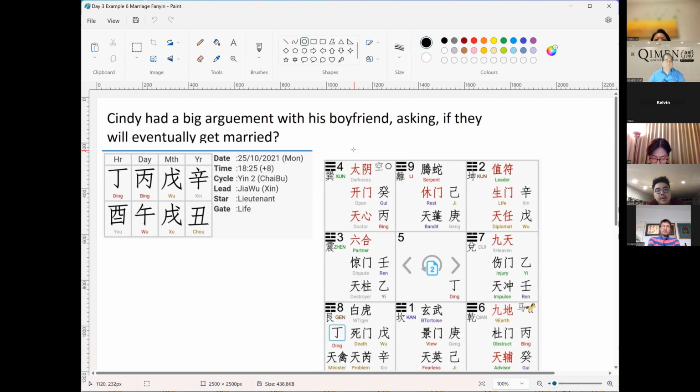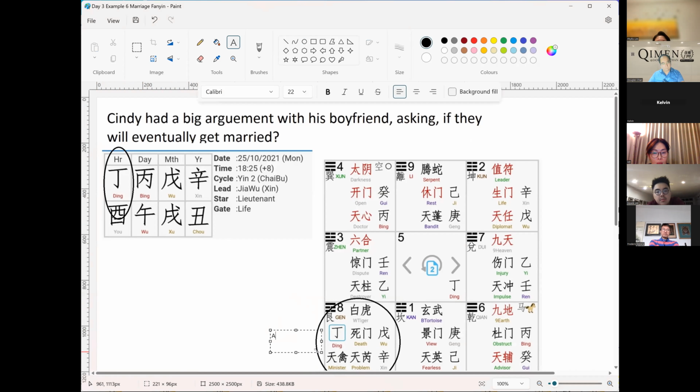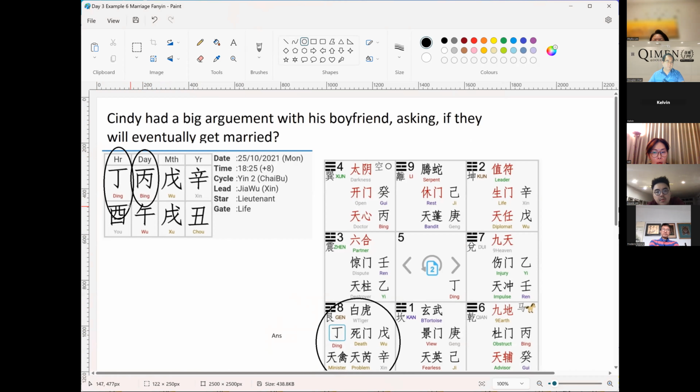Okay, so anyhow, we go into this particular example. Cindy had a big argument with her boyfriend, asking if they will eventually get married. So the thing is over here, and then this is the answer. And then where is Cindy? Cindy is the asker. Asker is a subject. We are not the person asking. The other person, Cindy, is the person. This word is called a bing. This time is called bing. So we need to find where is the bing. Bing is over here.